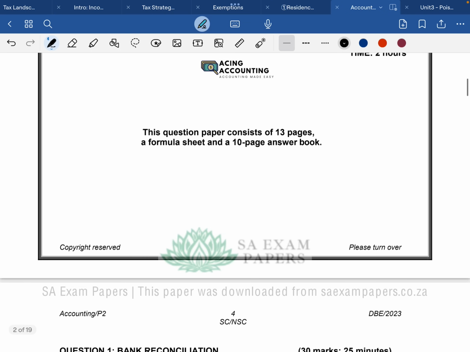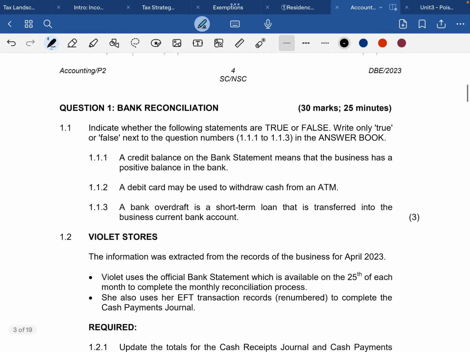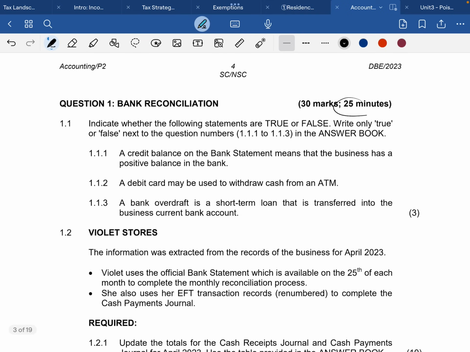Today we'll be looking at the bank reconciliation quickly, for 30 marks in 25 minutes. Right. So, getting straight into the first question, it's true or false. You know what to do. You write only true or false.